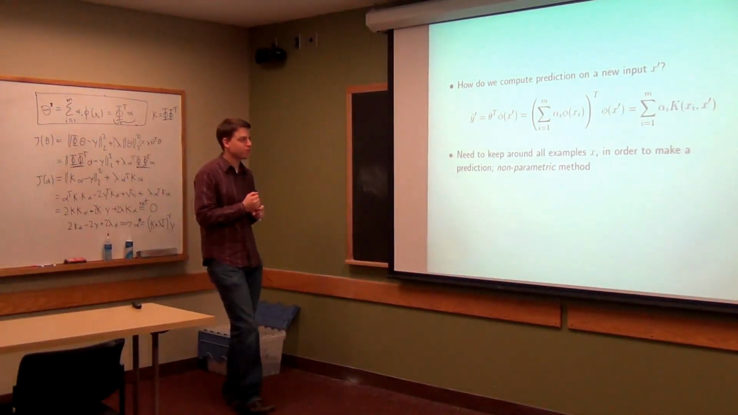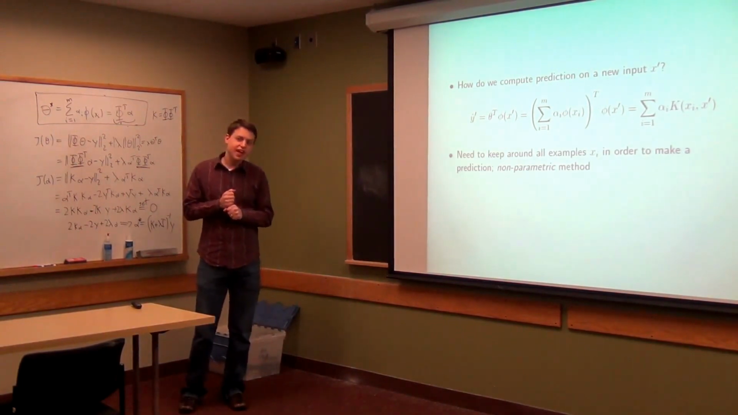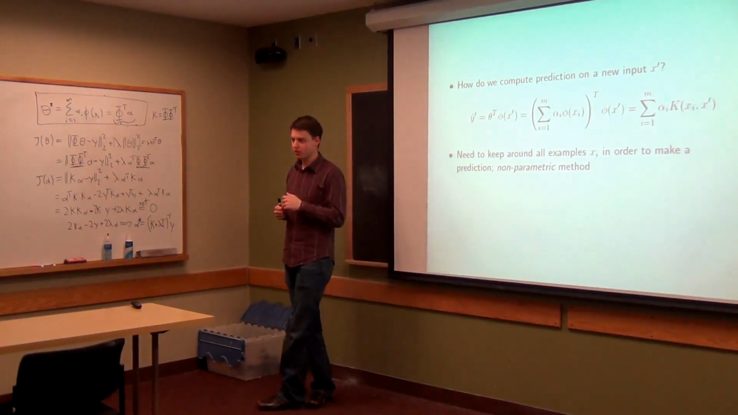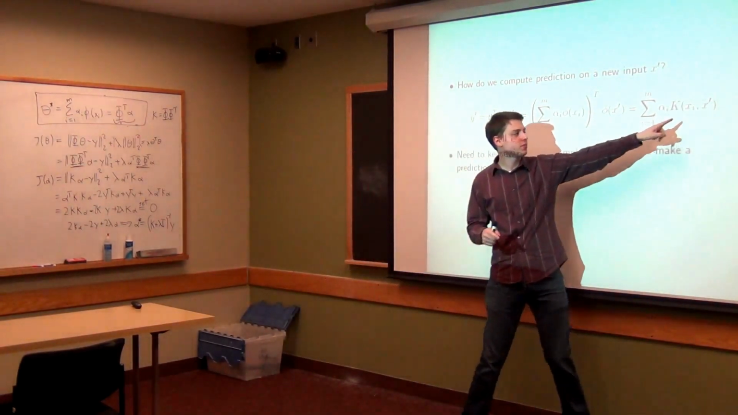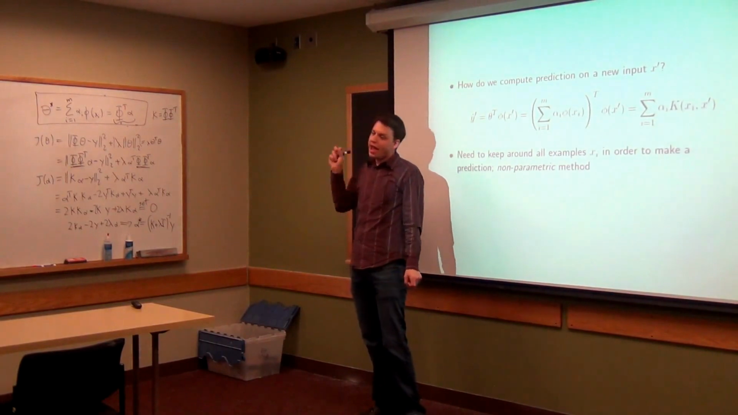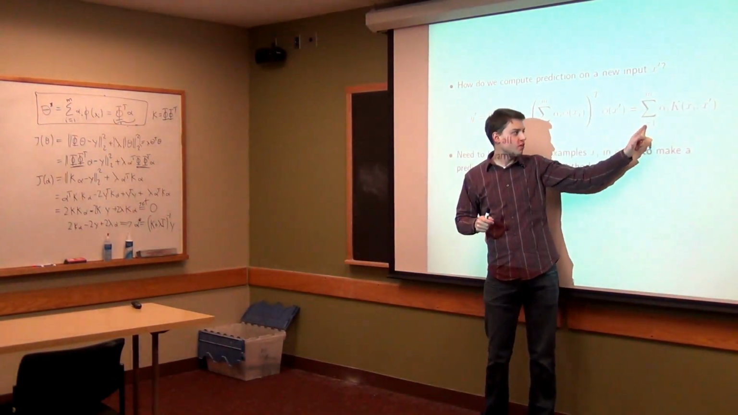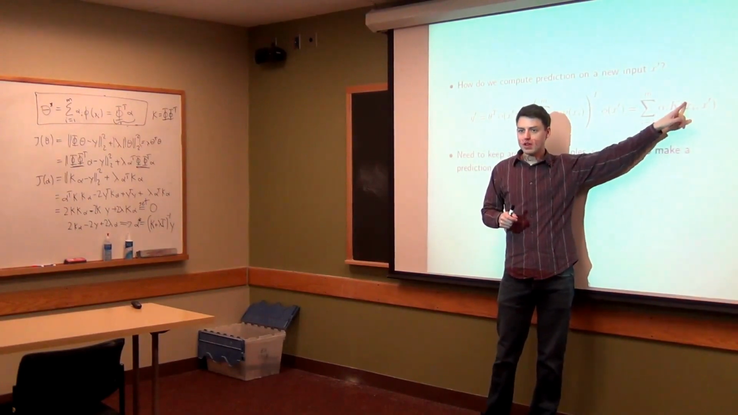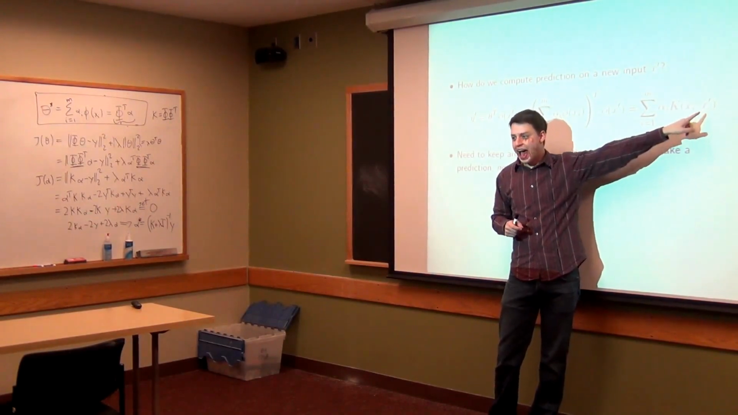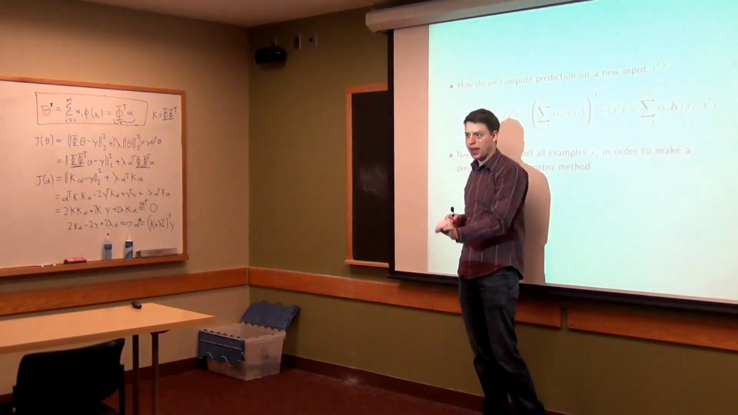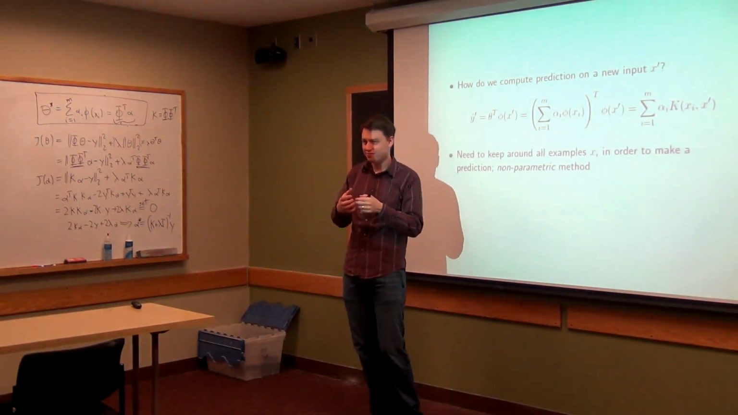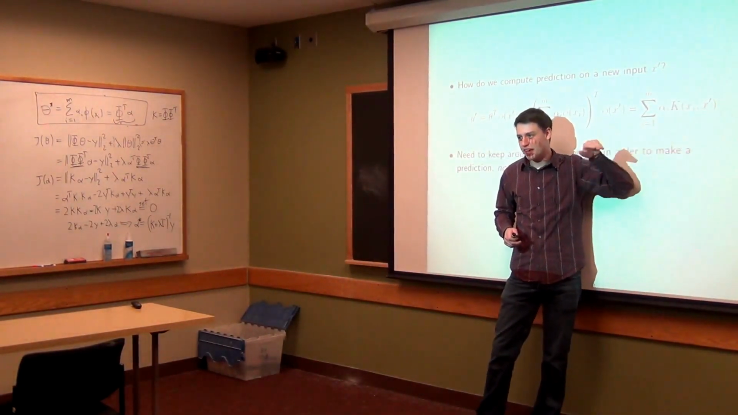Now, there's a couple of points I want to make. The first is that in order to make a prediction on some new example x prime, to compute our prediction y hat prime, we have to compute the kernel between all our examples and this new input here. What that means is we have to actually keep all our examples around, stored somewhere, so that whenever we get a new example, we can compute all those kernels and compute that function.